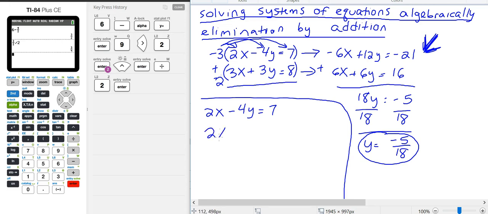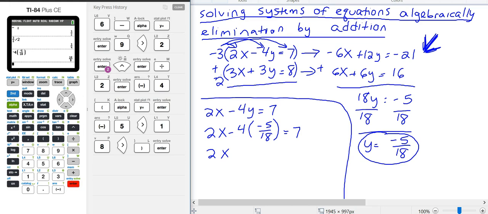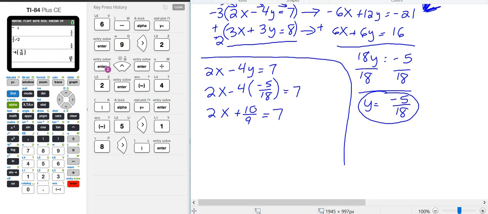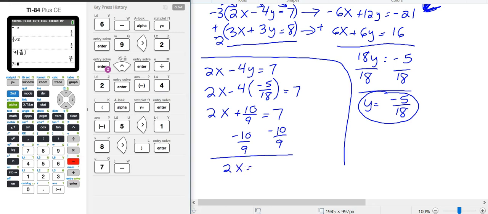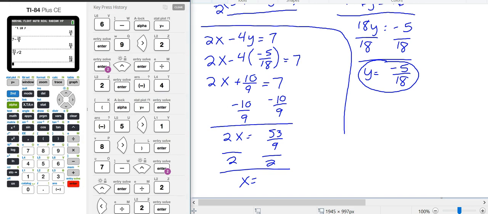Let's use the original. 2x minus 4 times y, we already know is negative 5 over 18, is equal to 7. So 2x, let's do negative 4 times negative 5 over 18, is 10 over 9. Plus 10 over 9 is equal to 7, and let's solve this for x. Minus 10 over 9, minus 10 over 9. 2x is equal to 7 minus 10 over 9, which is equal to 53 over 9. Divide by 2 and divide by 2. X is equal to 53 over 9 divided by 2, which is 53 over 18. That would be the x-coordinate of the intersection of these two lines. So the point where these two lines intersect is 53 over 18, comma, negative 5 over 18.